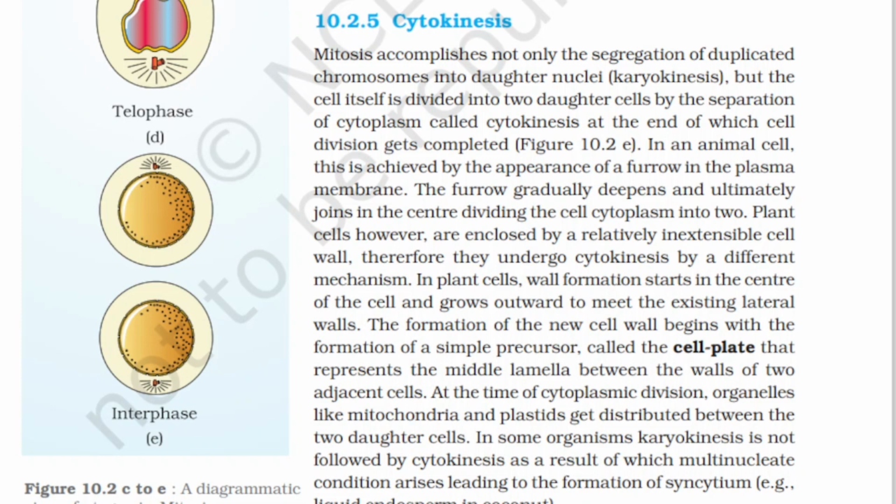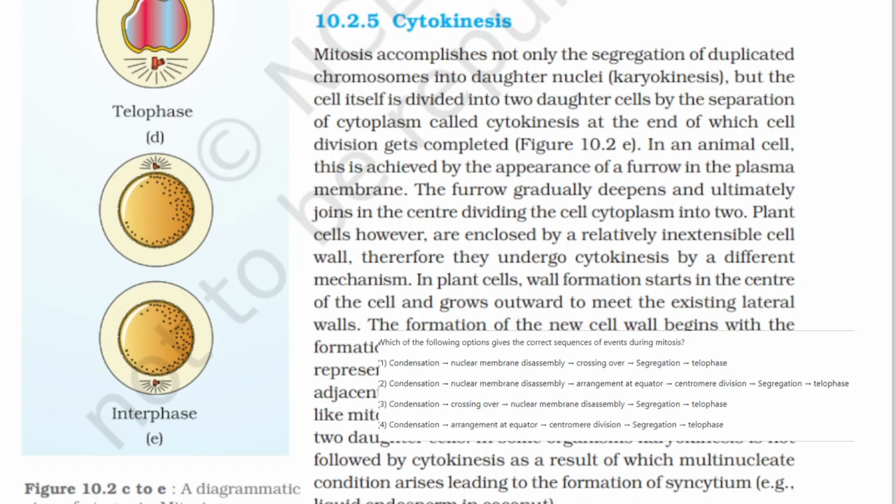So mitosis accomplishes not only the segregation of duplicated chromosomes into daughter nuclei, but the cell itself is divided into two daughter cells through the separation of cytoplasm called cytokinesis. Separation of cytoplasm is cytokinesis, at the end of which cell division gets completed.